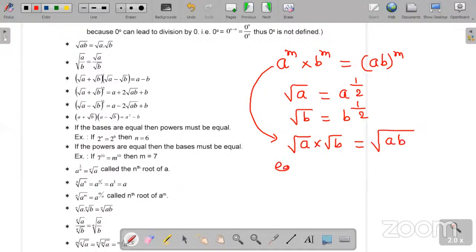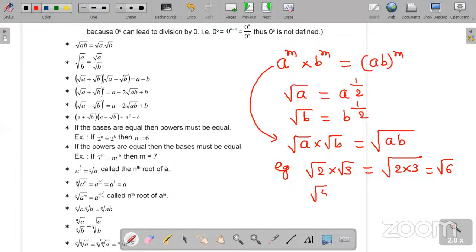For example, root 2 into root 3. What do you write? Write yourself. What is your answer? Root 2 into root 3 is equal to root of 2 into 3. That is root of 6.